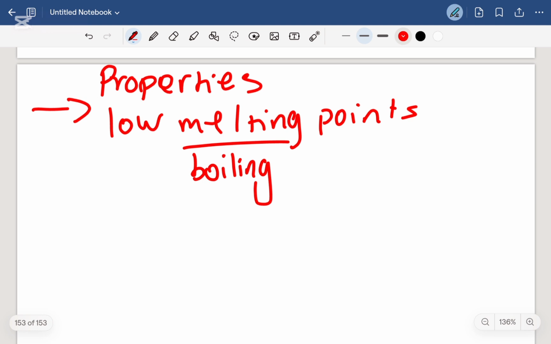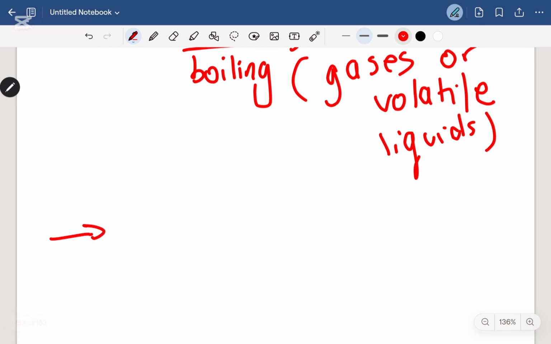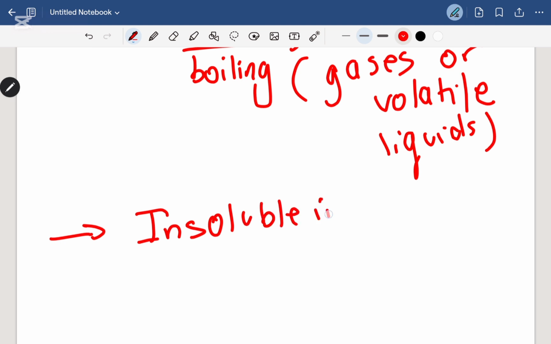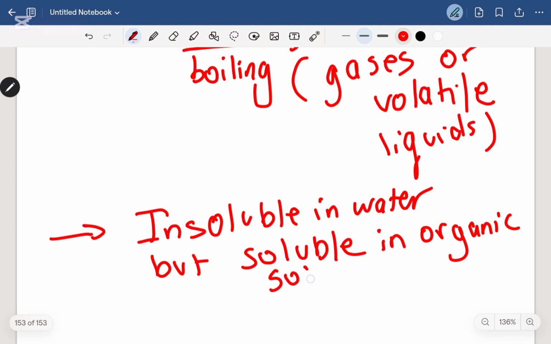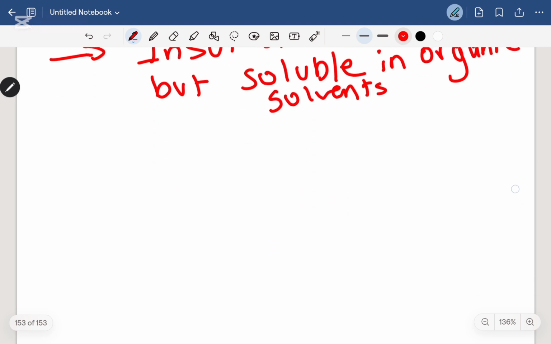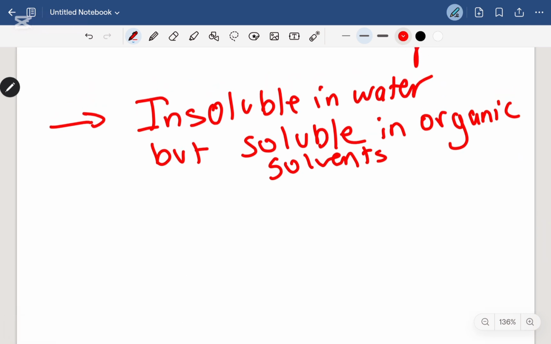This also means that they are most of the times gases or volatile liquids. All right. However, if they are solids, that means they are insoluble in water, or even the gases and liquids are insoluble in water. However, it is soluble in organic solvents. To be honest, I don't know what an organic solvent is, so just memorize. It's insoluble in water, but it is soluble in organic solvents.